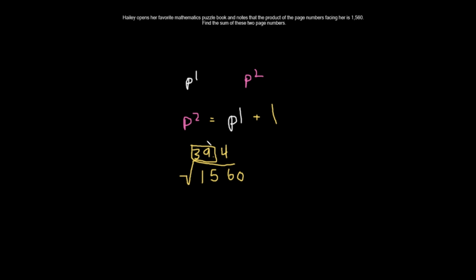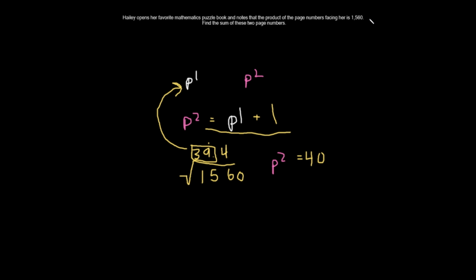So now we have to figure out page 2. And that's easy because we know page 1 plus 1 is page 2. So page 2 would equal 40. So now, to confirm this, we would just have to do 39 times 40. And if we do 39 times 40, we would get 1560. So if you want to confirm for yourself, you can do that. Otherwise, we now have the answer.